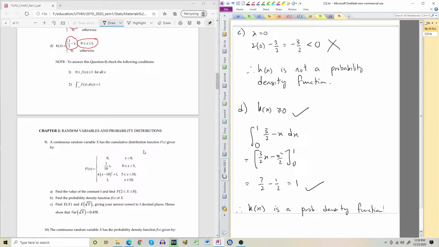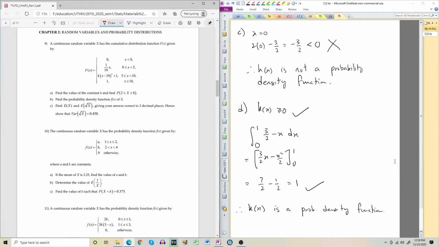In the previous class, I already told you this is not the condition. The first condition is greater than or equal to 0. We are moving to question 9 now.